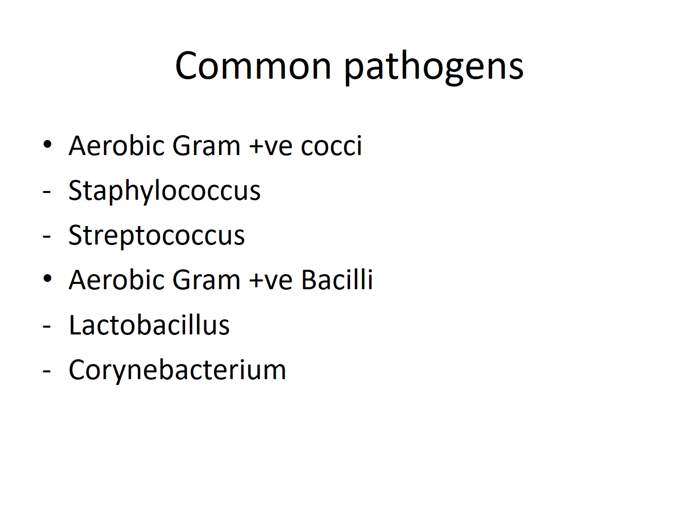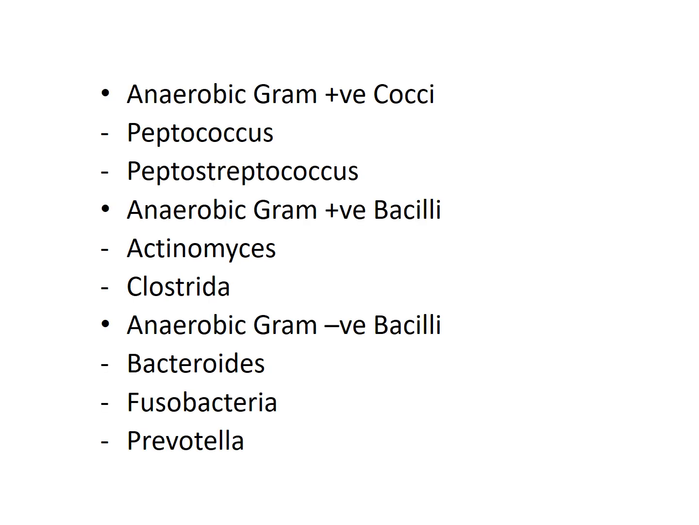So the common pathogens in odontogenic infection can be grouped into aerobic gram-positive cocci, for example Staphylococcus and Streptococcus, aerobic gram-positive bacilli, for example, Lactobacillus and Corynebacterium, anaerobic gram-positive cocci, Peptococcus and Peptostreptococcus, anaerobic gram-positive bacilli, for example, Actinomyces and Clostridia, and the anaerobic gram-negative bacilli, for example, Bacteroides, Fusobacteria, and Prevotella.